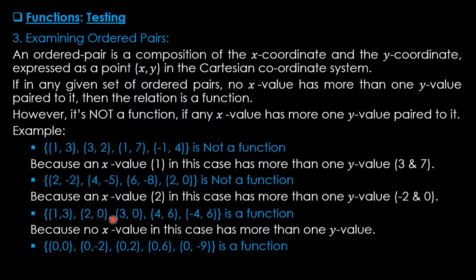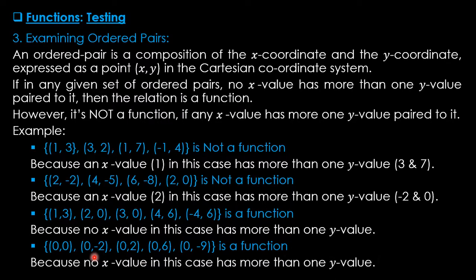This example is a function because no x value in this case has more than one y value, whereas the last one is a function because no x value has more than one y value, although in fact all the x values are the same here, 0, 0, 0, 0, 0. So all x values are the same but all y values are different. That's why no x value is giving us more than one y value. That's why it is also a function.